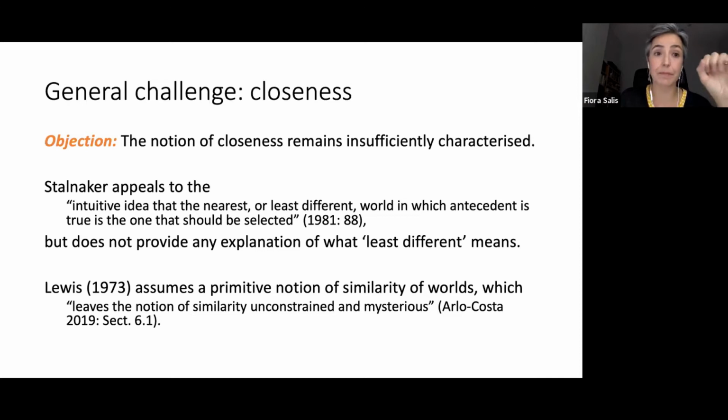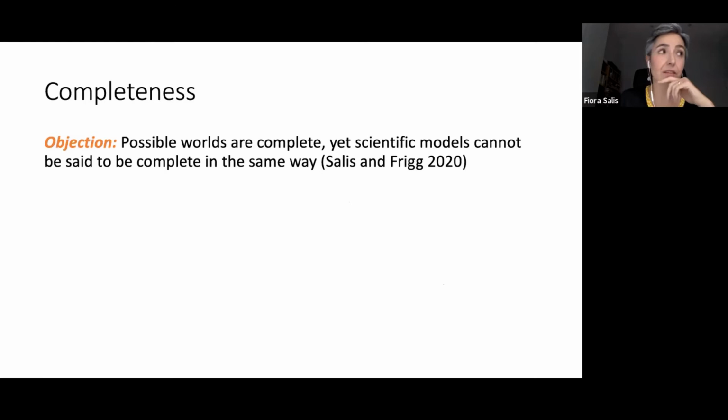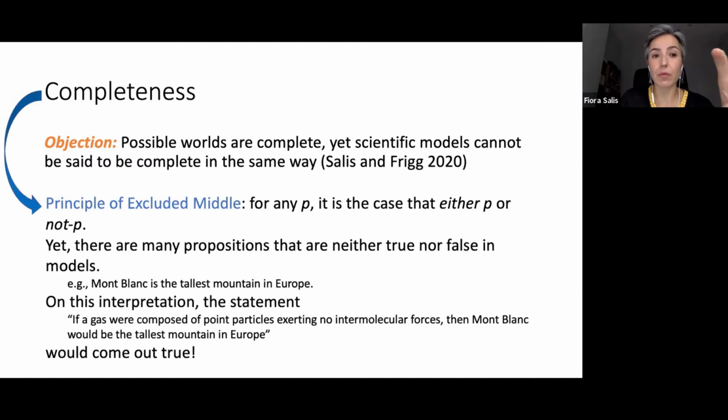So the first specific issue that is raised by the use of this analysis in modeling is the issue of completeness. Possible worlds are complete, and yet scientific models cannot be said to be complete, at least not in the same way. The notion of completeness is open for dispute, but there is an intuitive link between completeness and the principle of excluded middle. According to this principle, for any proposition P, it is the case that either P or not P holds. And yet there are many propositions that are neither true nor false in models.